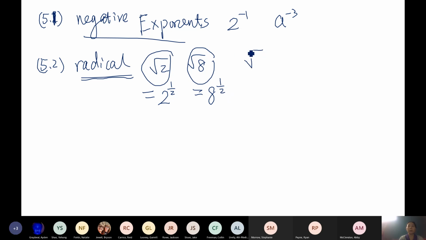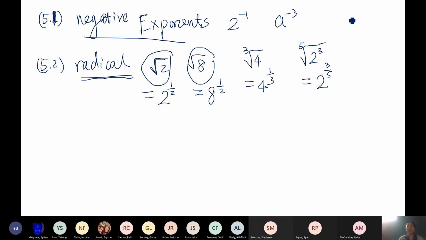Or I can do a third power, maybe cube root of 4. That can be written as 4 to 1/3. You even could have something like the fifth root of 2 to the third. This can be written as 2 to the 3/5. So this is the new thing. Look, the exponent is not an integer anymore.